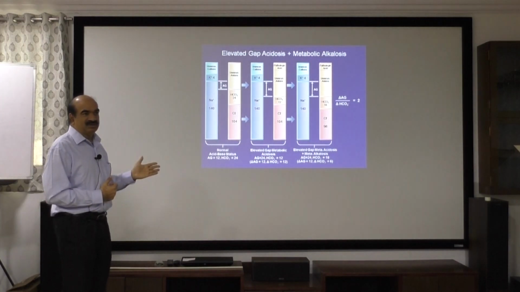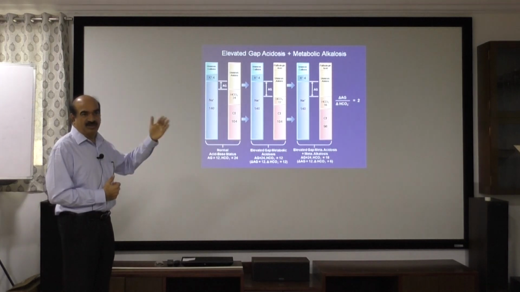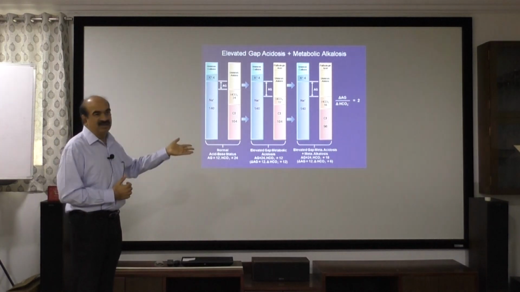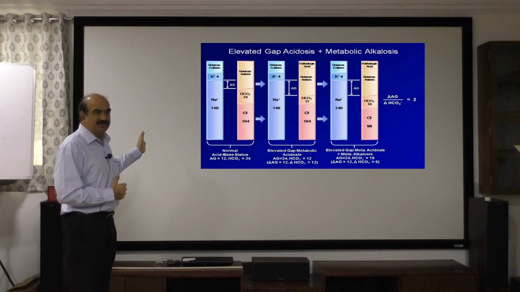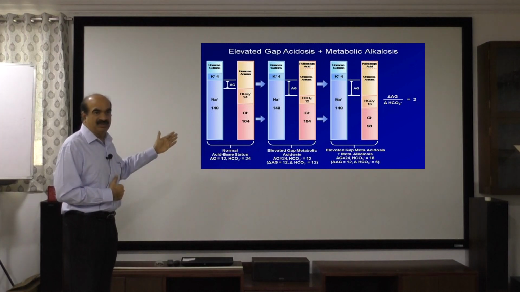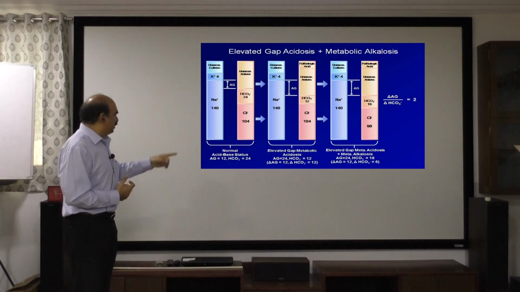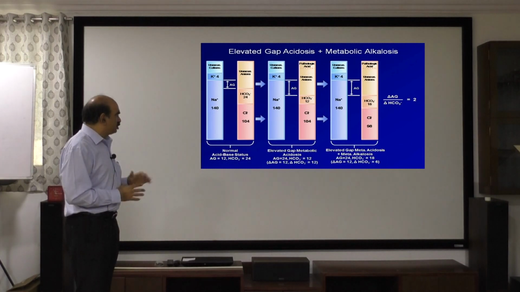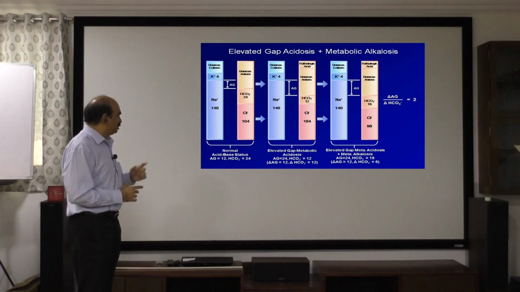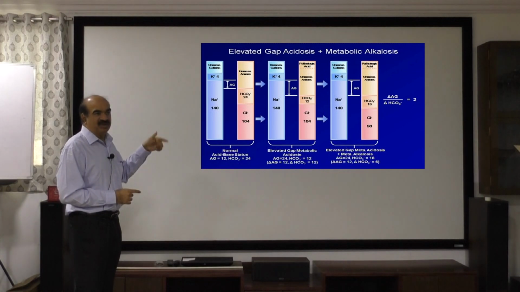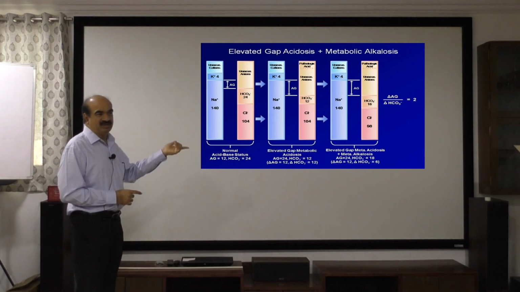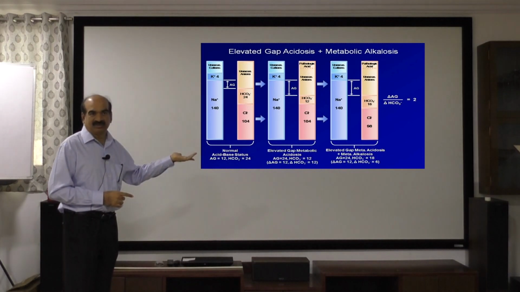We expect 1, but here the delta ratio is 2, more than expected. That indicates an additional underlying metabolic alkalosis. Do you want some clarification regarding metabolic alkalosis? So if the anion gap is 24, how much bicarb do we expect? From 12 it increases to 24. Again in the bicarb we expect a 12 decrease, from 24 to 12. But here bicarb is 18. It means there is an additional metabolic alkalosis.